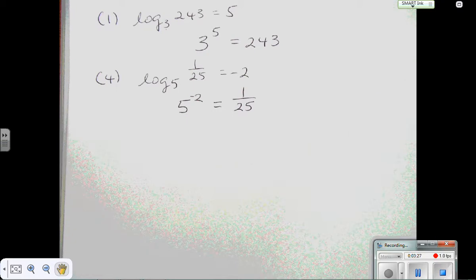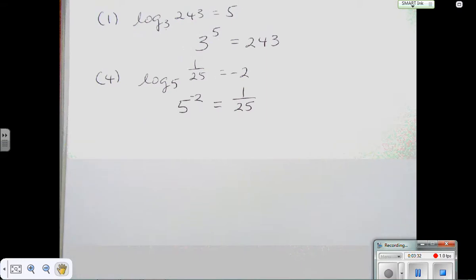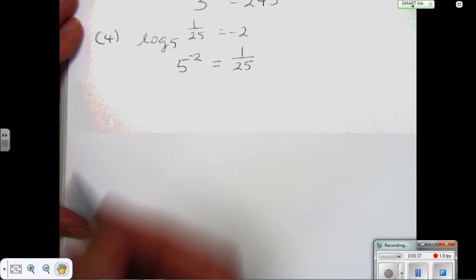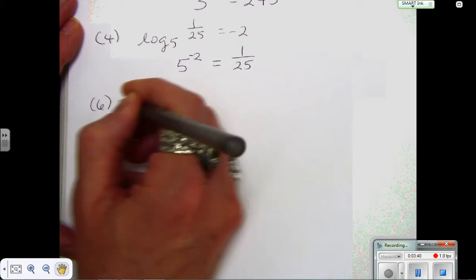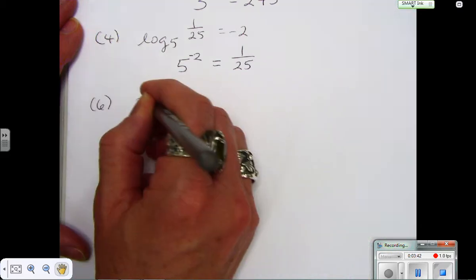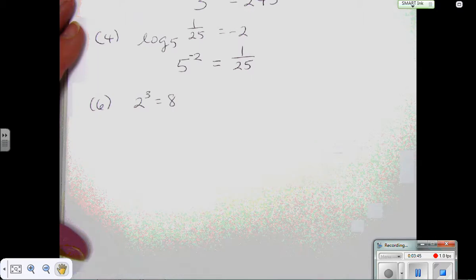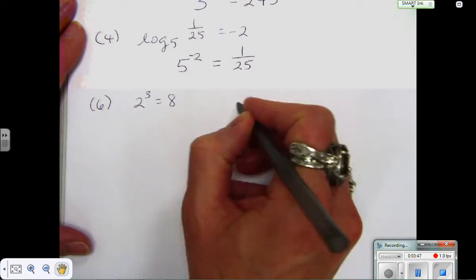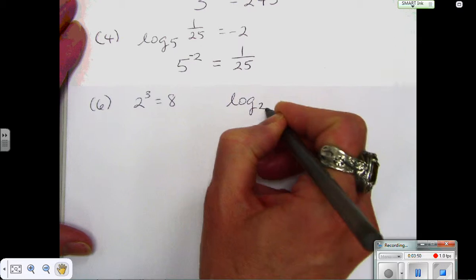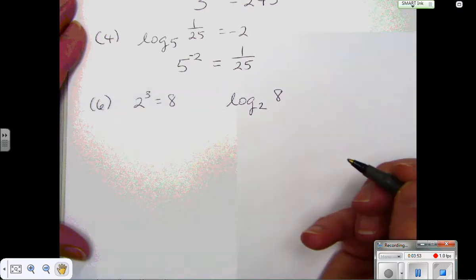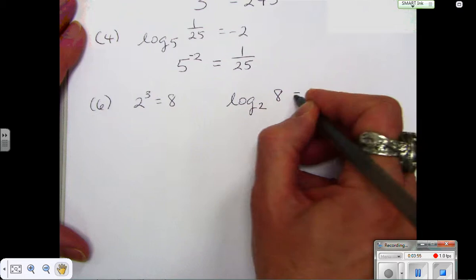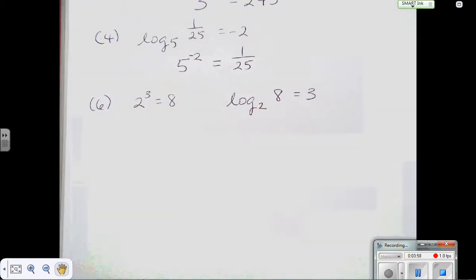Okay, so in the next part it says change to log form. I know this seems pretty simple, but it's really important to know how to change it back and forth, okay? So on the next part, we're going to change to log form. Number 6, we have 2 to the third equals 8. So we're going to write log base 2 of 8, whatever the answer is, equals 3. It always equals the exponent. If you're writing the logarithm and it doesn't equal the exponent, then you did something wrong. You wrote something incorrectly.